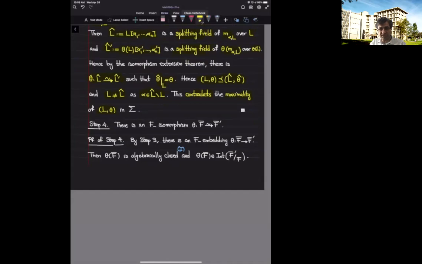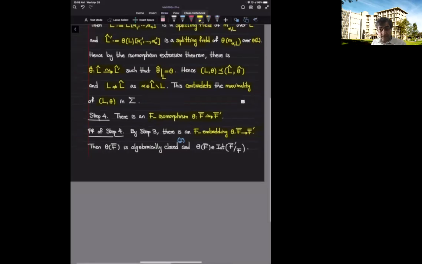It is also surjective. So the claim is that there is an F isomorphism between F bar and F bar prime. So again, by the previous step, we have already found an F embedding from F bar to F bar prime. Let's call it theta. Because theta is already an embedding, that means that theta gives us an isomorphism between F bar and theta of F bar, the image of theta.